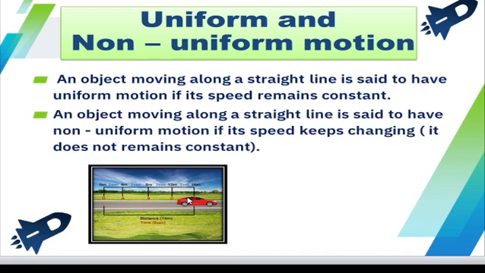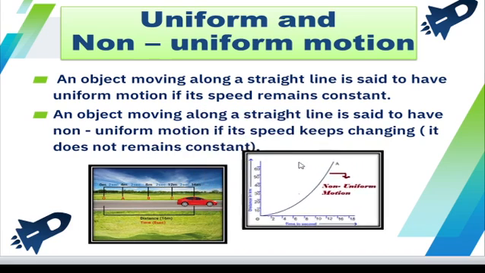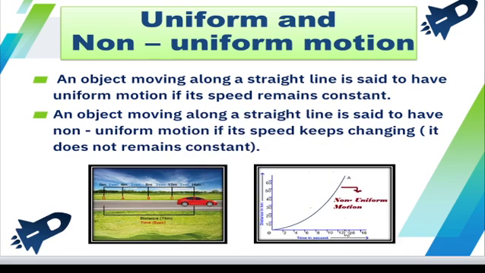And non-uniform motion: an object moving along a straight line is said to have non-uniform motion if its speed keeps changing. It is very important. See here, in uniform motion the speed is constant, but in non-uniform motion the speed keeps changing. That is the difference. So it does not remain constant. So this is called non-uniform motion. This is the graph we will understand. This is the non-uniform motion.